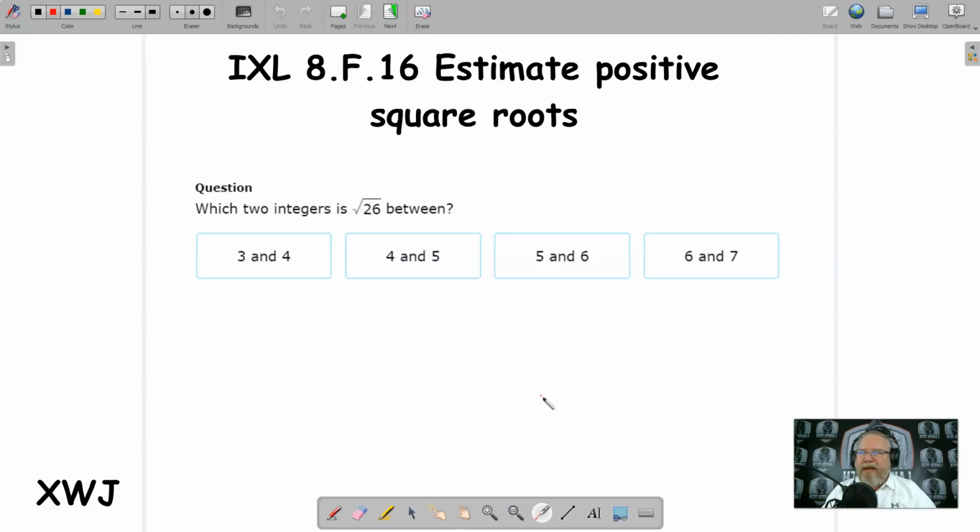Hello, this video is for IXL Activity 8.F.16. It is titled Estimate Positive Square Roots, and the 3-character code for this activity is X-Ray Whiskey Juliet.